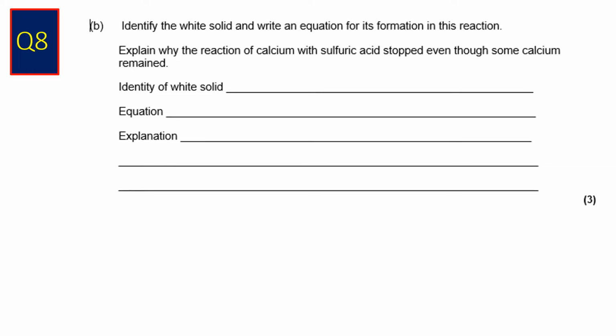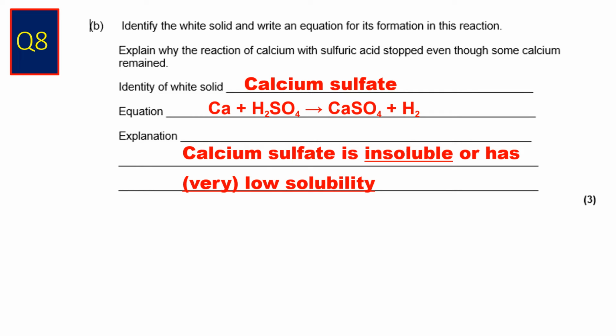B. Identify the white solid and write an equation for its formation in this reaction. Explain why the reaction of calcium with sulfuric acid stopped even though some calcium remained. So, a lot of you got that it was calcium sulfate. So calcium plus sulfuric acid made calcium sulfate plus hydrogen. So this is our metal plus acid makes salt plus hydrogen, again from that C4 module at GCSE. And basically the calcium sulfate is really insoluble.